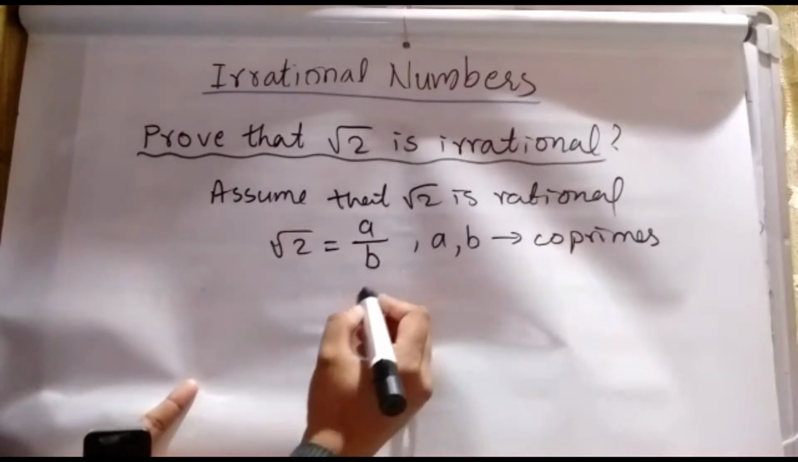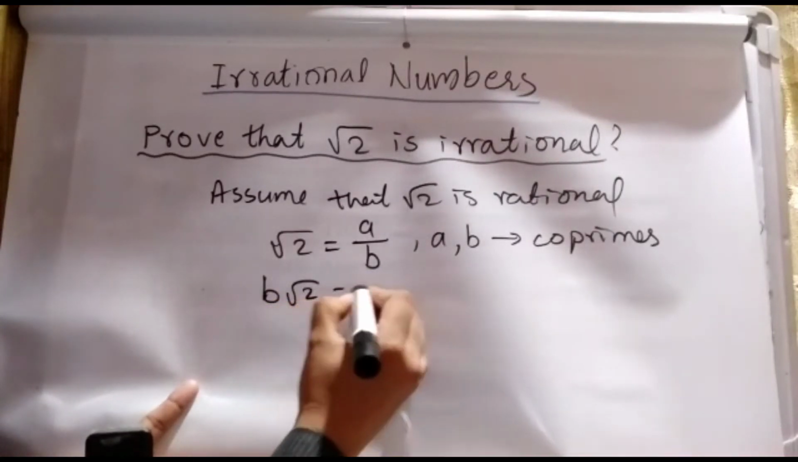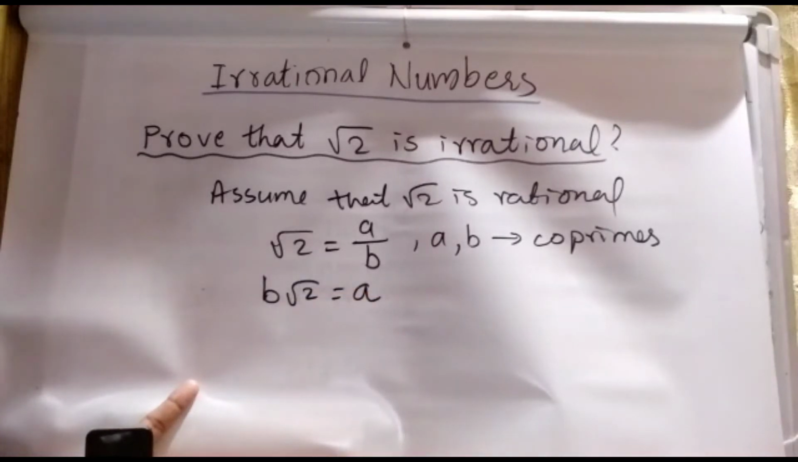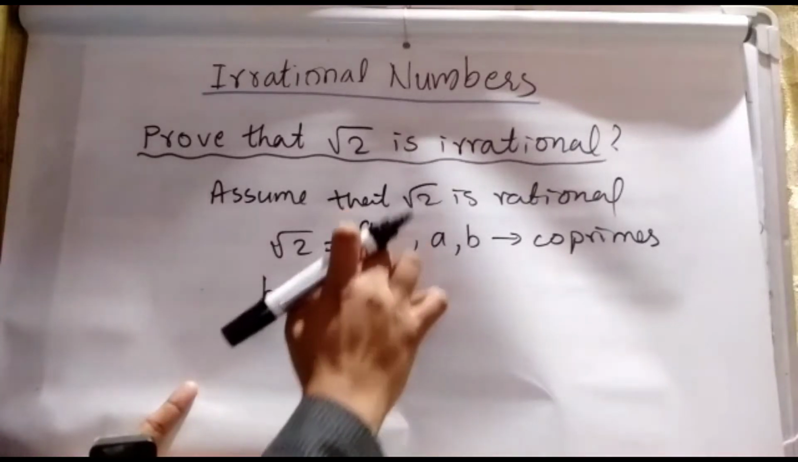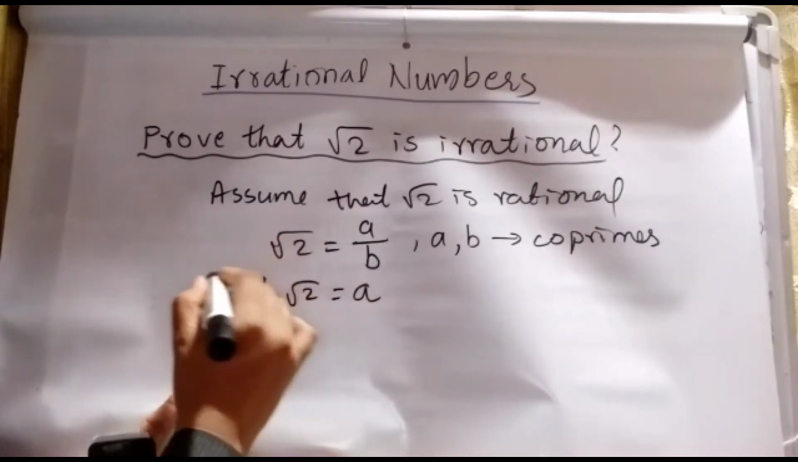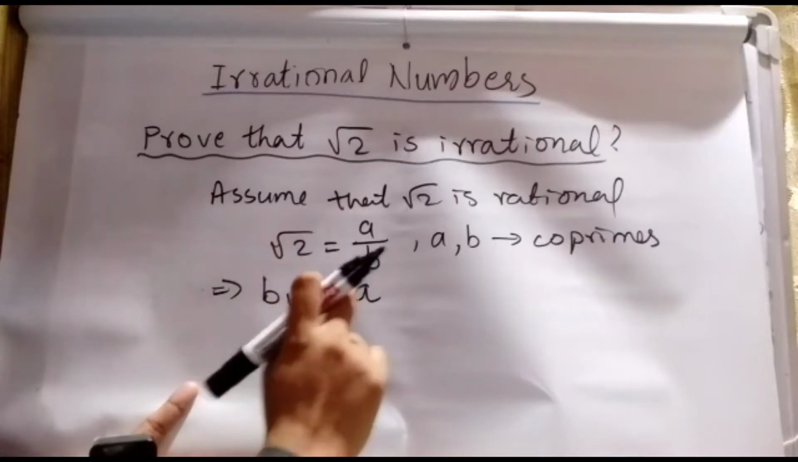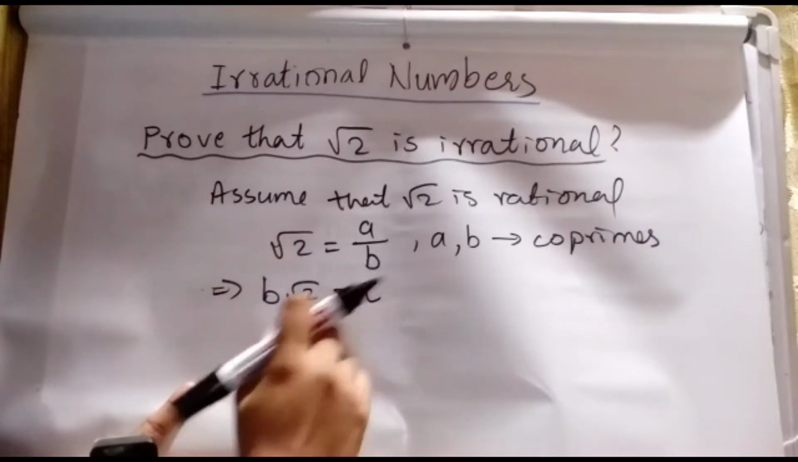So what is a? b√2 = a. Take this b to LHS. So b√2 = a. To avoid this root, square both sides.